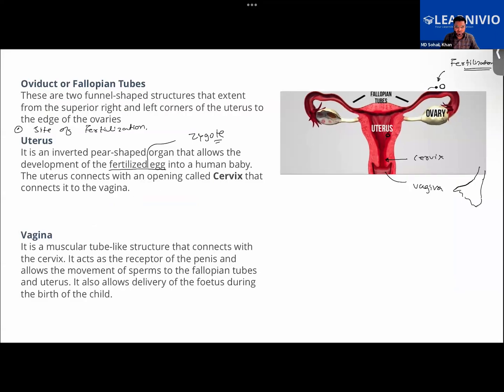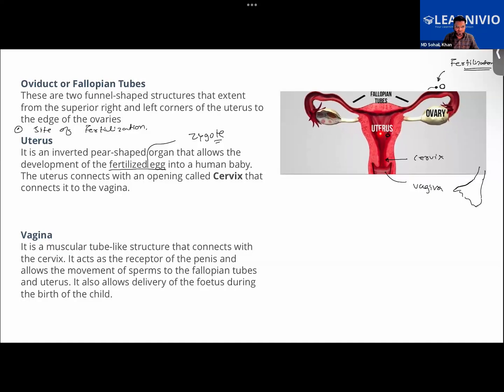Then we learned about the fallopian tube. It's a funnel-shaped structure present on the far left and right corner of the female reproductive system, particularly to the far left and right of the uterus here. Also, we have learned that the ovum released by the ovary goes into the fallopian tube, and that is where fertilization takes place.